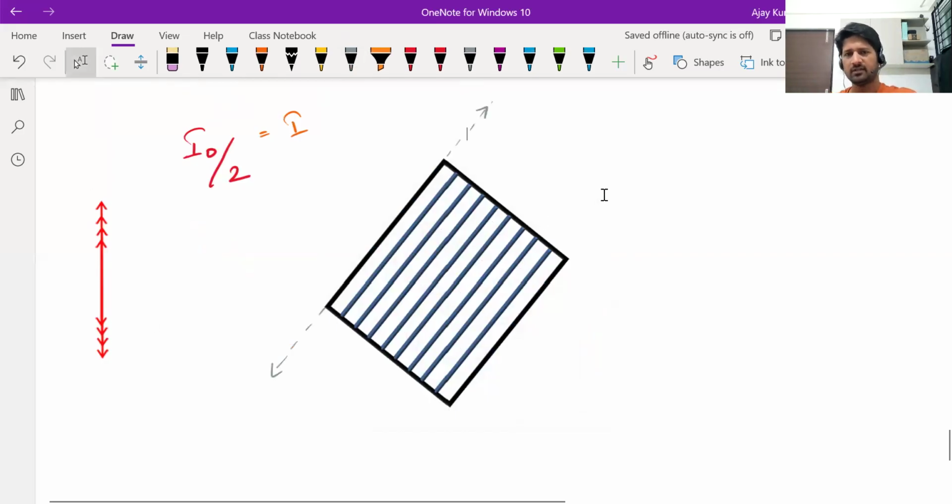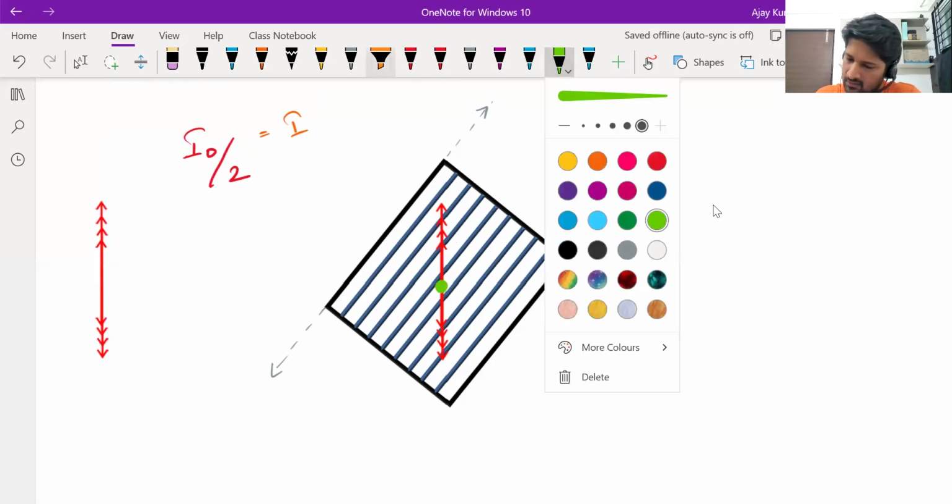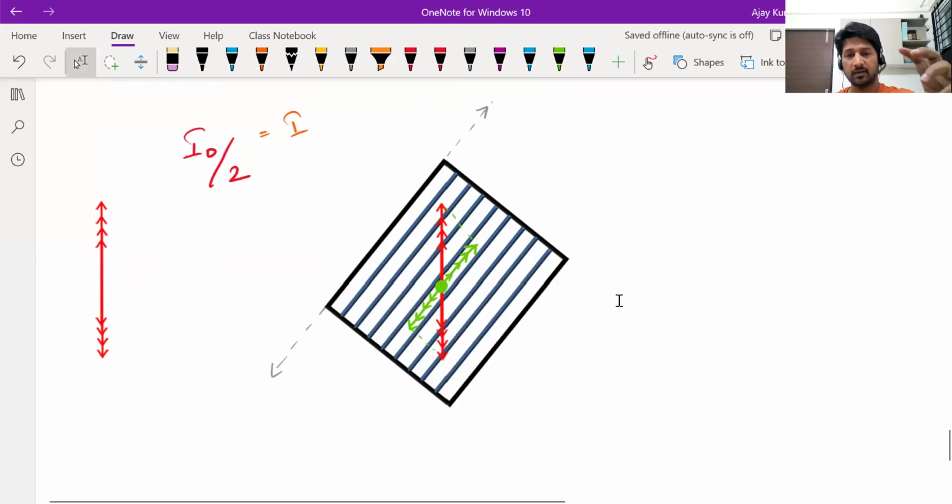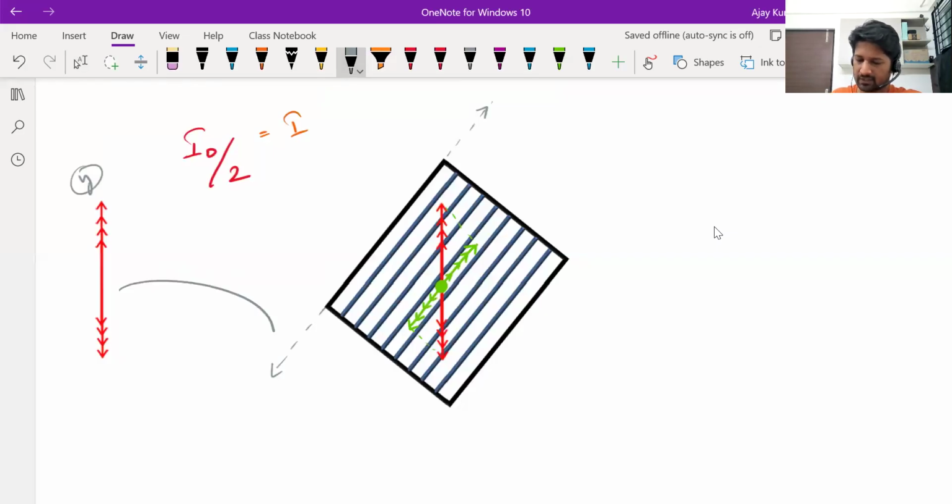So what will happen? Will it get filtered some more or not? What do you say? What is incident is light with electric field oscillating this way. It will get filtered, and what will be allowed to pass is only this component of electric field, like this. So the amplitude decreases further, the intensity decreases further. Now, what is the angle between the existing electric field and the pass axis here? The existing electric field is in the y direction. This makes 45 degrees. So the angle between them is 45 degrees.